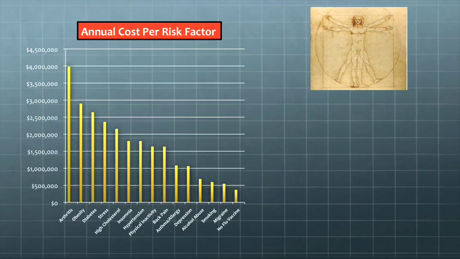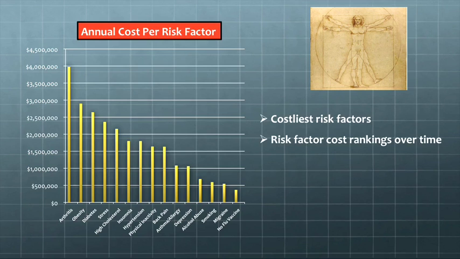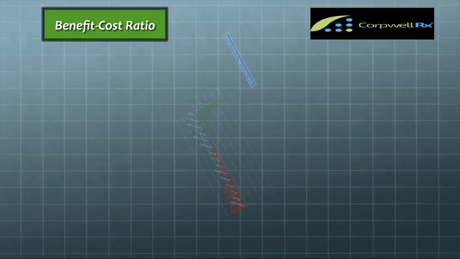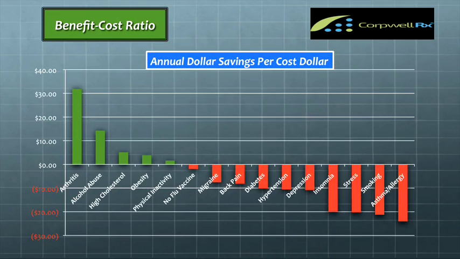The next graph in the results section illustrates all of the targeted risk factors by cost level, so you can immediately identify the most pressing areas. As you can see, cost rankings reveal the costliest risk factors and provide a reliable baseline for future comparisons. The next graph shows annual dollar savings per cost dollar for each of the targeted risk factors. The savings are ranked in terms of highest to lowest net values, with risk factor impacts generating a positive benefit to cost ratio highlighted with green bars.